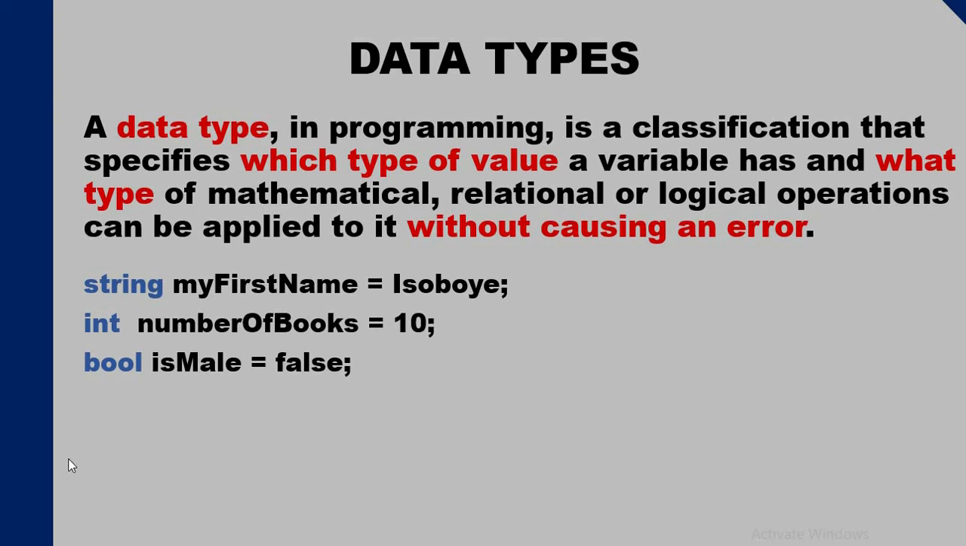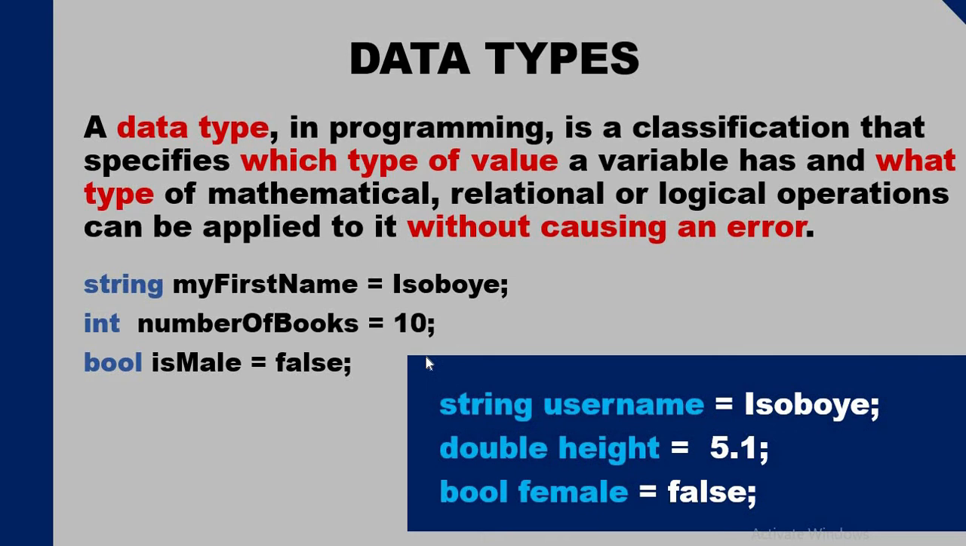So having understood this, let us modify our previous example. In this case, for username, we are going to have string. Then for the height, we are going to have double. Take note, double is also a data type. In our next video, I'm going to give you more details about data types. We have about 7 data types, which I'm going to show you. Then the next one, which is bool, in place of female, we have false. Now we have bool as the data type for this female, which we assigned false.